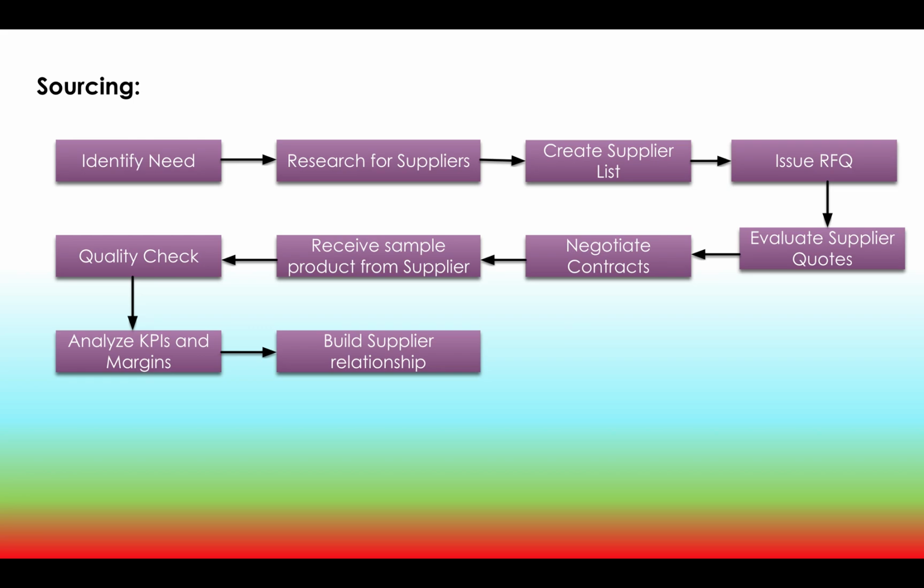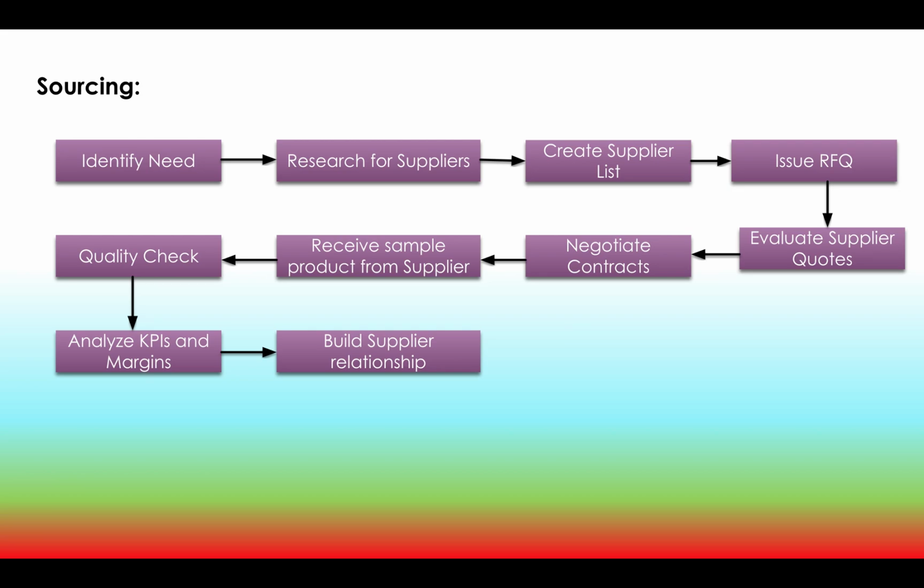Request for quotation is nothing but asking for the material price, material terms and all, whatever material-related information or service information the supplier has. So we ask suppliers to send quotations for the materials. Once we receive quotations from the suppliers, then we evaluate the supplier quotes.